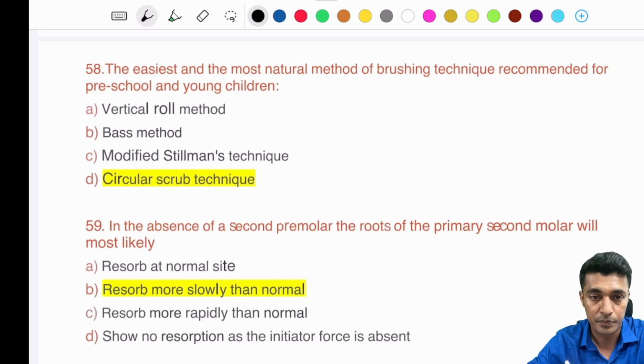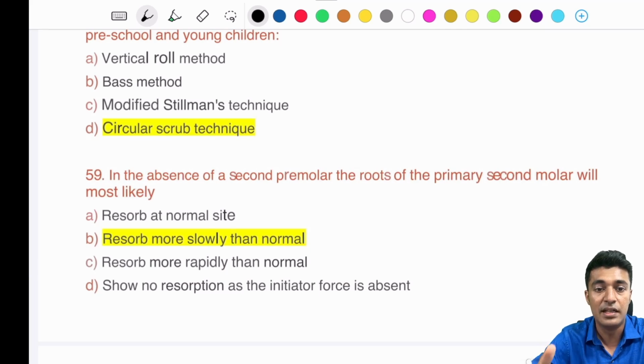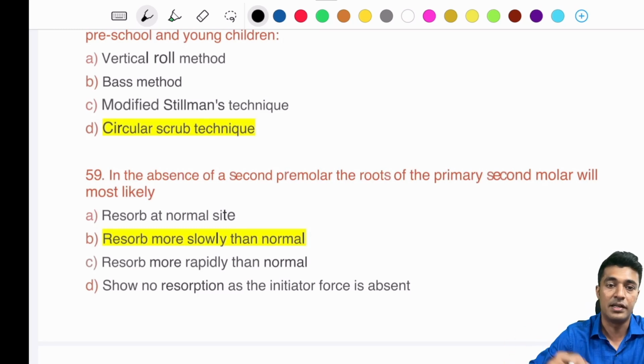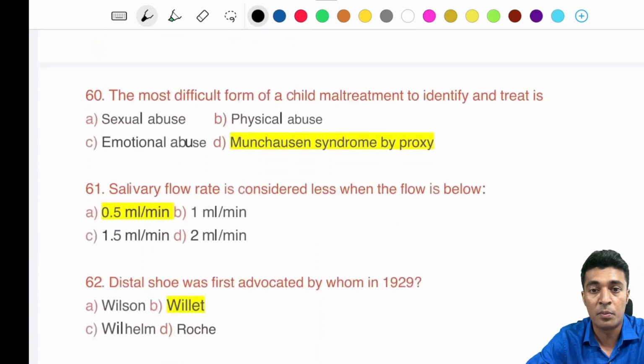In the absence of the second premolar, the roots of the primary second molar will most likely resorb more slowly than normal. Only if there is an underlying successor will the roots resorb. When it is absent, the roots will resorb more slowly than the normal rate of resorption. The most difficult form of child maltreatment to identify is Munchausen syndrome by proxy.